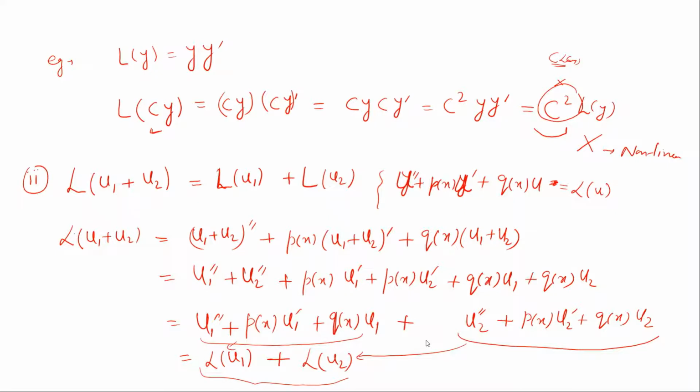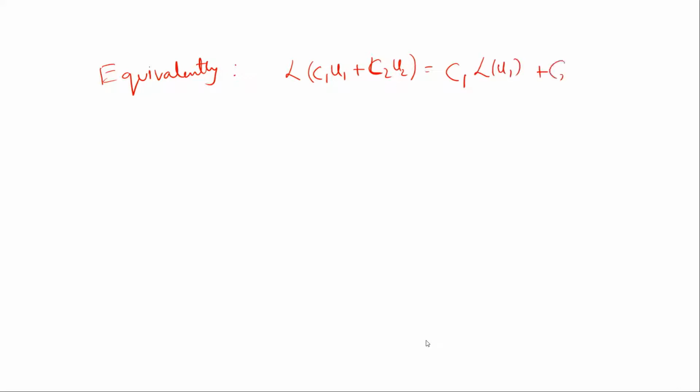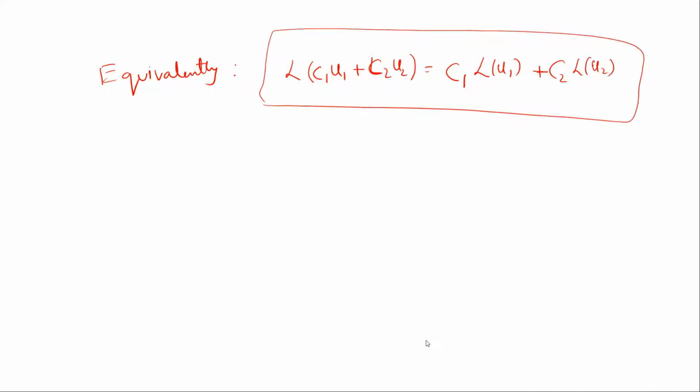So if this is the case, then equivalently we can also write that L of C1 u1 plus C2 u2 is equal to C1 times L of u1 plus C2 times L of u2. This criteria would also be satisfied with that.